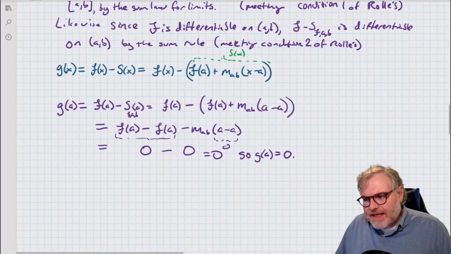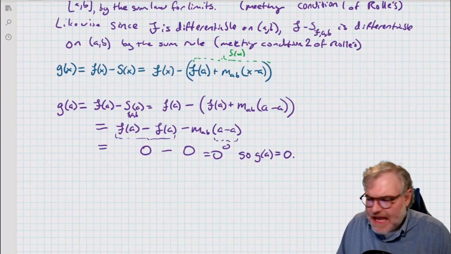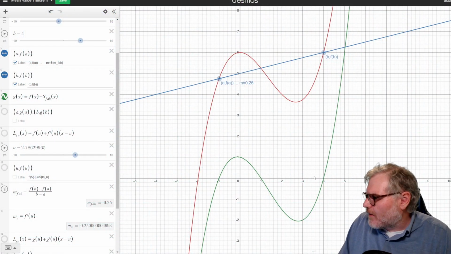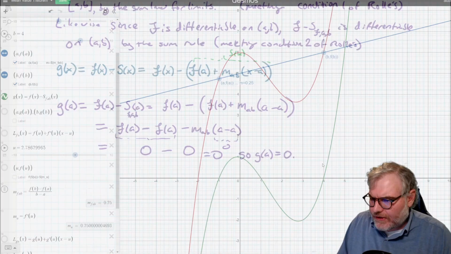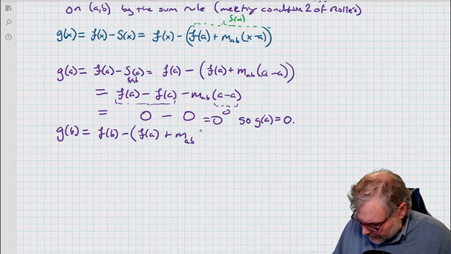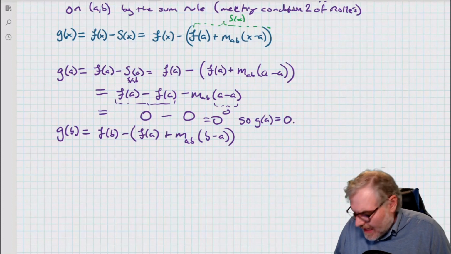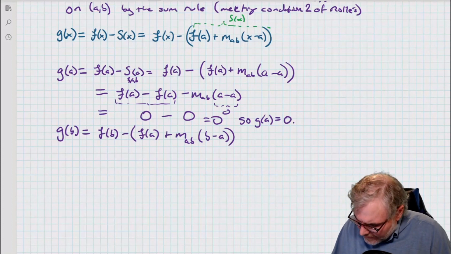Now G of B is the other one I need to compute. I need to show that that also equals 0, because what I want is G of A to equal G of B. So this, when I subtract down, I also wind up with 0. Let's see the algebra. Okay, that one's a little bit less clean, right? I've got a B minus A. Well, let's work it out and see what happens.